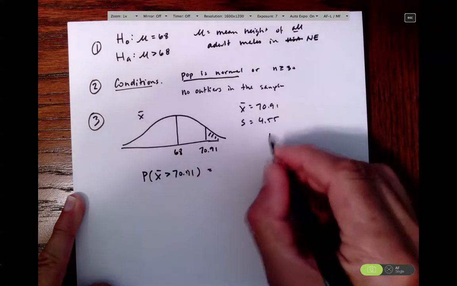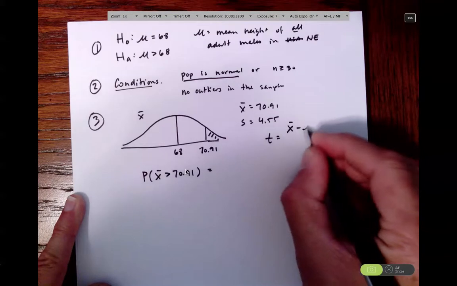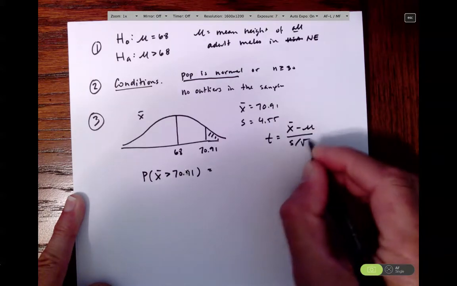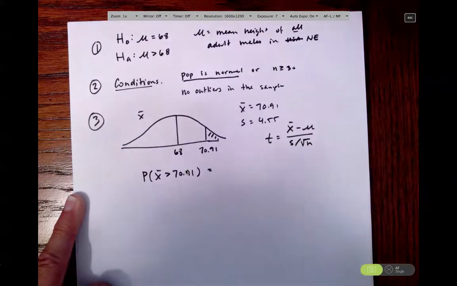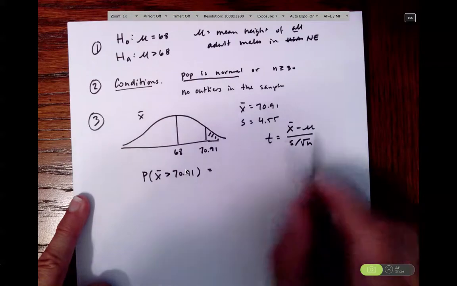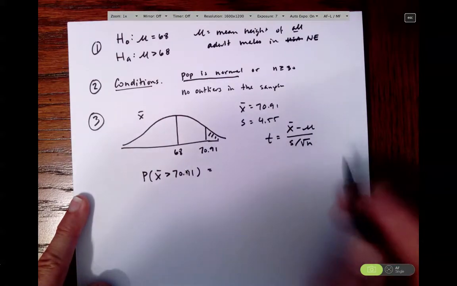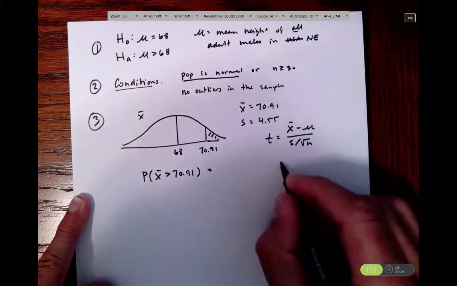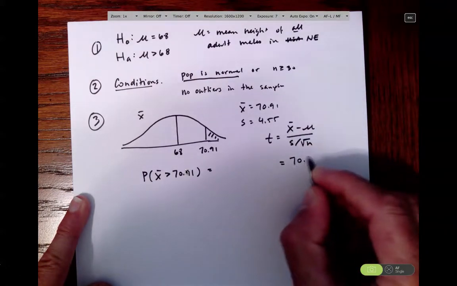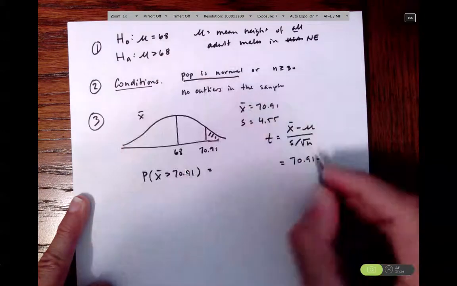The t-statistic is going to be found by taking x bar minus mu divided by s over the square root of n. This is how I calculate my t statistic. This looks just like a z statistic, only in a z statistic we have sigma here instead of s. So I'm going to plug in my values. x bar was 70.91. The mean I'm assuming is 68.